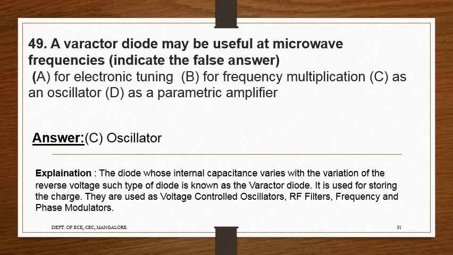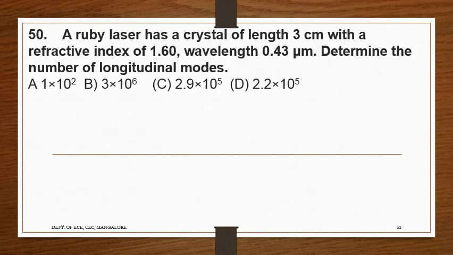The diode whose internal capacitance varies with variation of reverse voltage. Such type of a diode is a varactor diode. It is used for storing charges. They are used as voltage control oscillators, RF filters, frequency and phase modulators, but not as oscillators.